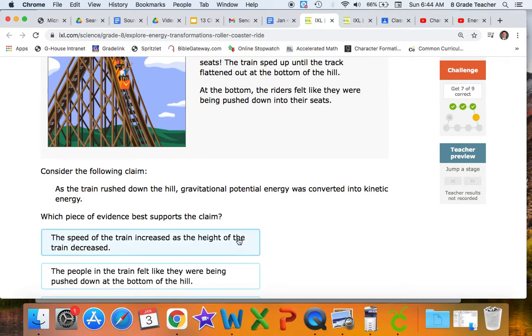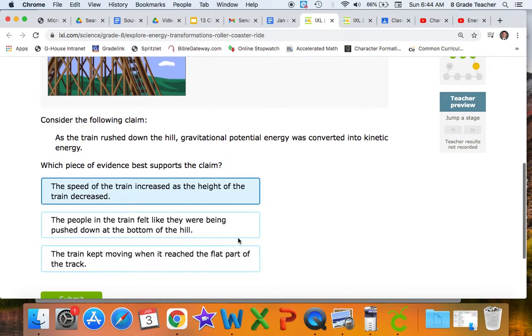We would say that the speed is probably the greatest indicator here as your evidence to how this is changing, because the potential energy is being changed into kinetic energy, and speed is an indicator of how fast you're moving. So if you're moving faster, that energy transfer has occurred.